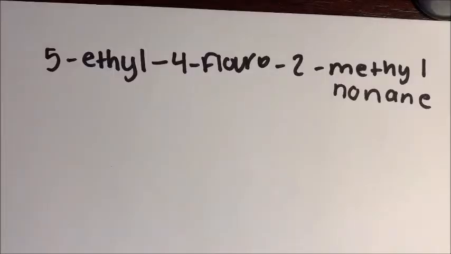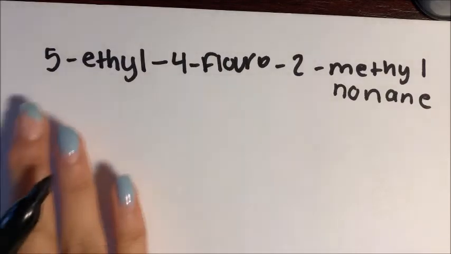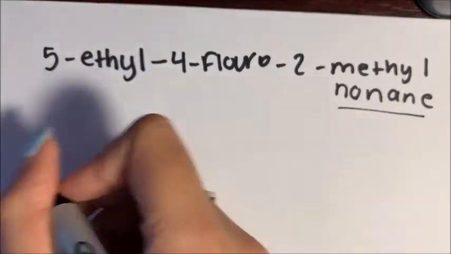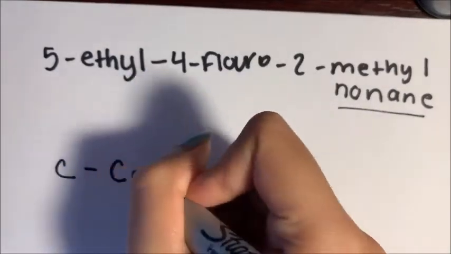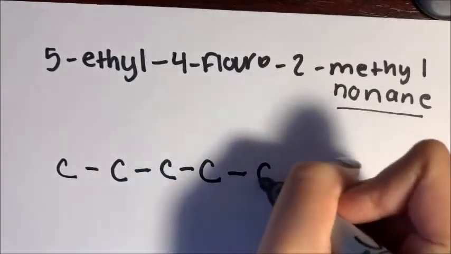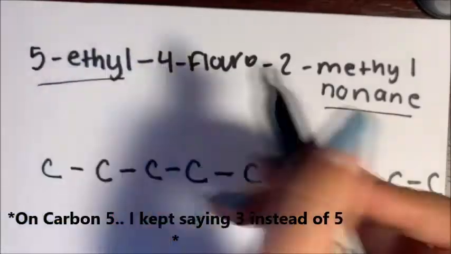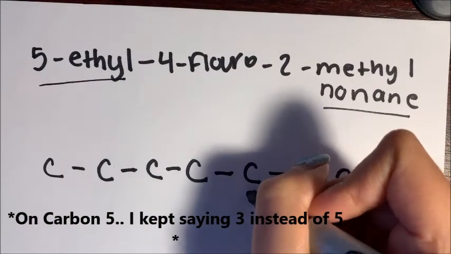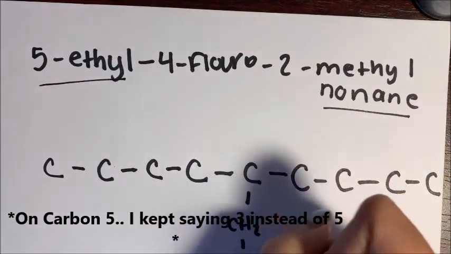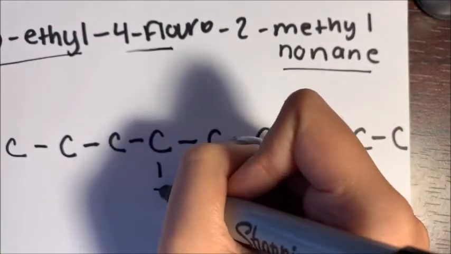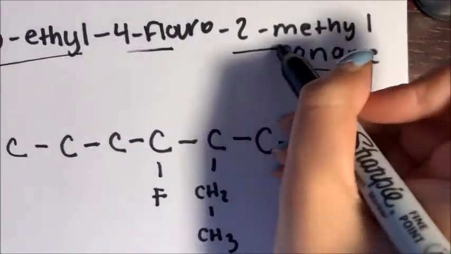Now let's look at structural diagrams. Let's draw 3-ethyl 4-fluoro 2-methyl nonane. So we have a 9-carbon parent chain, giving us 9 carbons, and we're going to draw C and dashes. And then we have the ethyl group on carbon 3. And we have a fluorine group on carbon 4 and a methyl group on carbon 2.